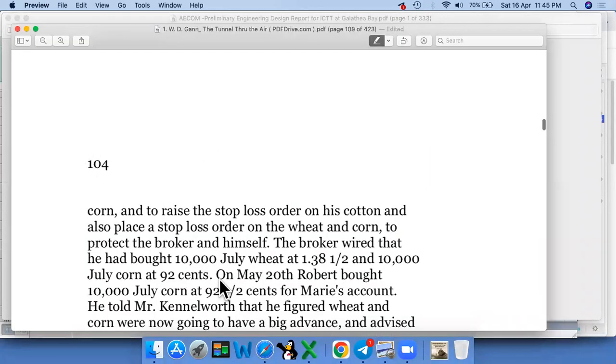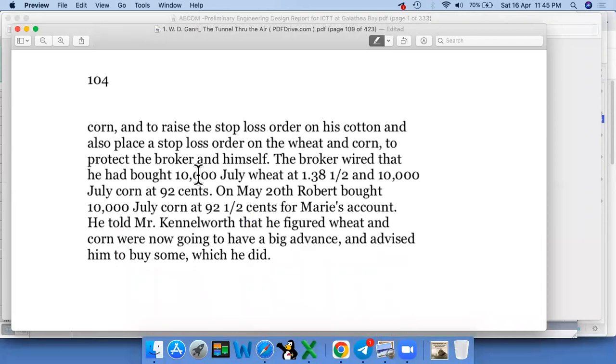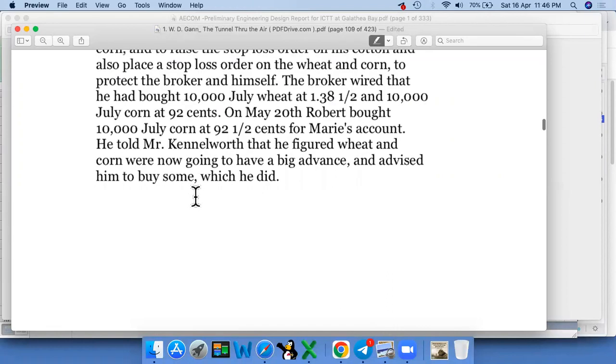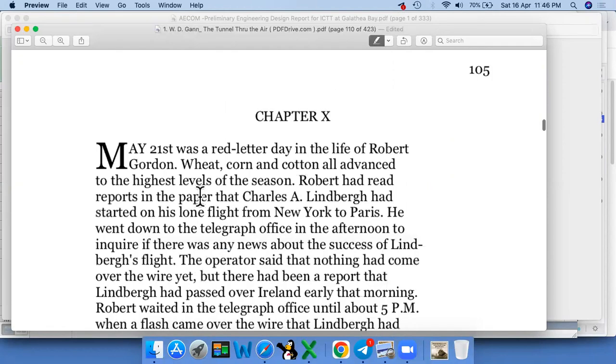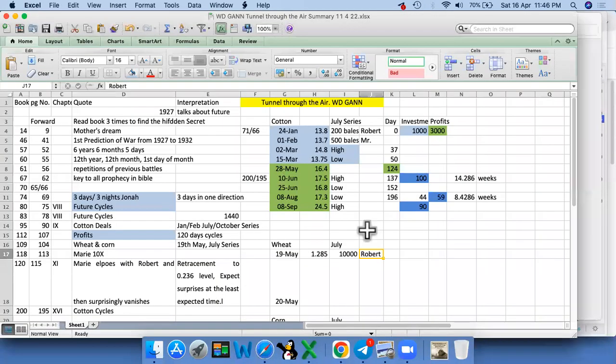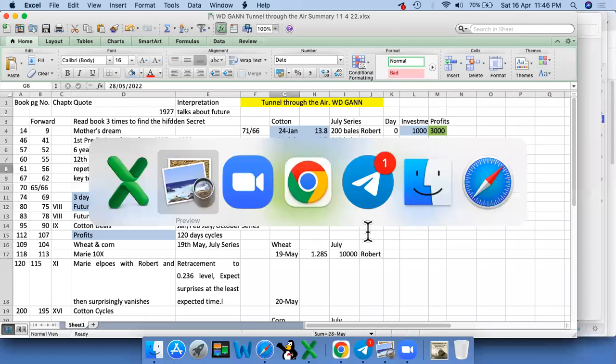Because he had margins till now. So as it is given, 1000 July wheat at 1.38 from 385 and 1000 July corn at 92 cents, which we have mentioned over there and marked. Let's go further. Again, Mr. Killingworth has also purchased that. May 21st was the red day in the life of Robert Gordon; wheat, pork and corn all advanced to the highest level of the season. Right? So this was coming to somewhere nearer to 28th of May. So we'll be coming to that cycle also.